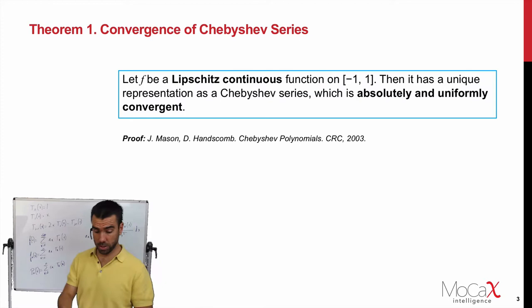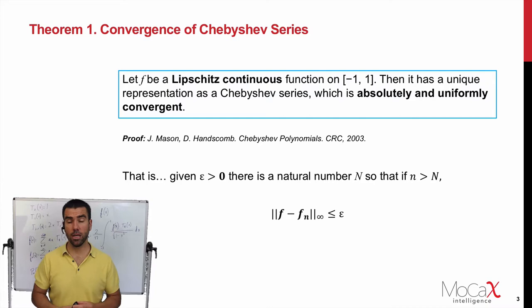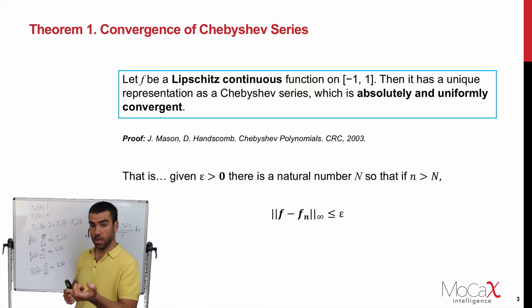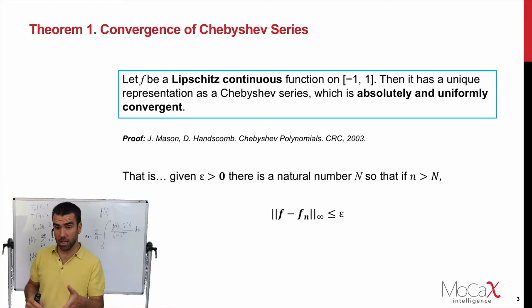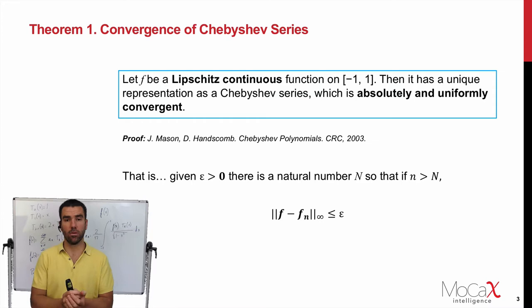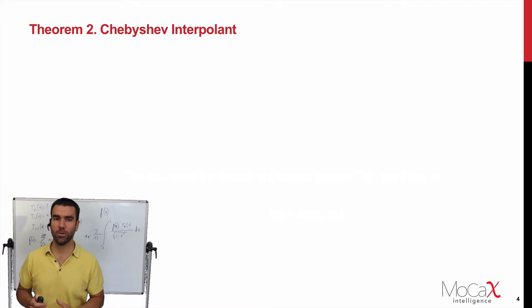That's where you have the demonstration in 2003. And that's what we're saying here, that f and fn, for any epsilon, there is an n after which the error is going to be smaller than epsilon. Okay, that's absolutely convergent. So now, theorem two, and this is where things start to get interesting.